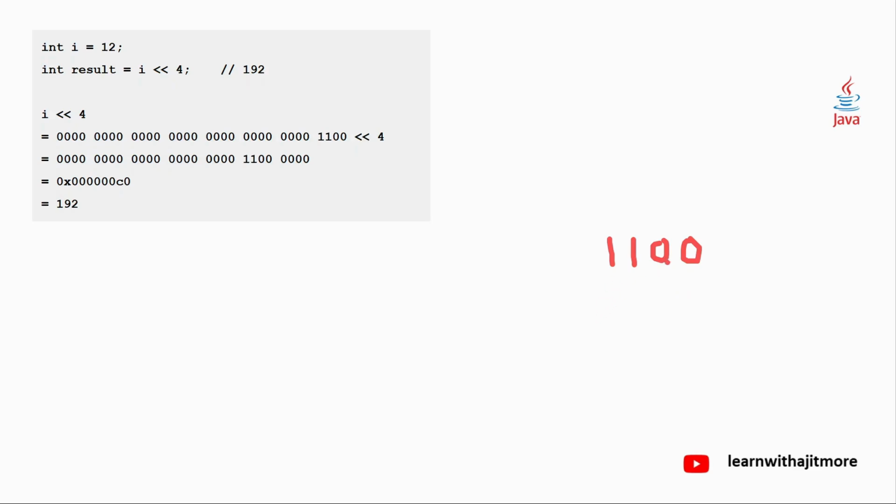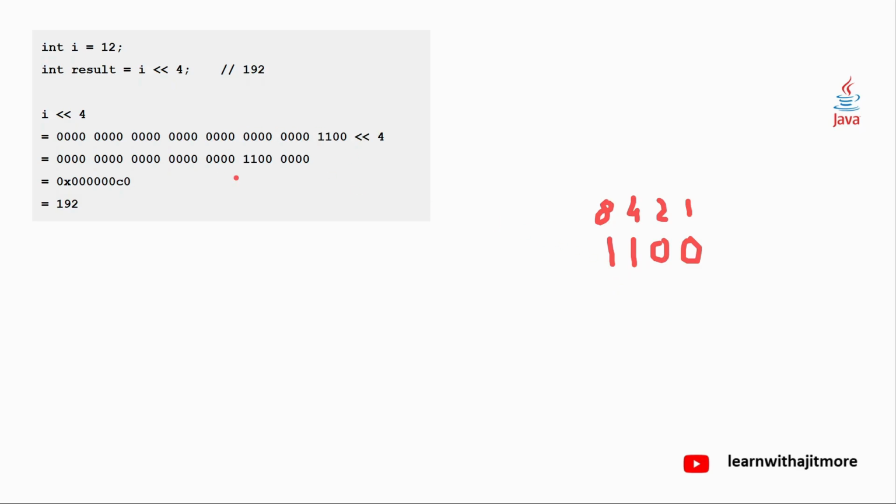0011. Is this right? Binary 12. Decimal 12. See here, 12. Is it right? This is 1, this is 2, this is 4, and this is 8. It is everything in power of 2. 2 raised to 0, 2 raised to 1, 2 raised to 2, and 2 raised to 3. 2 raised to 3 is 8, 2 raised to 2 is 4, 2 raised to 1 is 2, and 2 raised to 0 is 1. 8 and 4 is 12. So that is binary of 12.